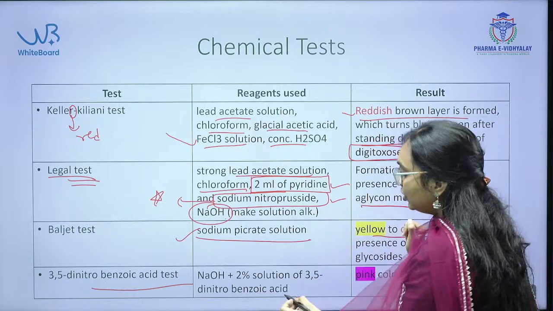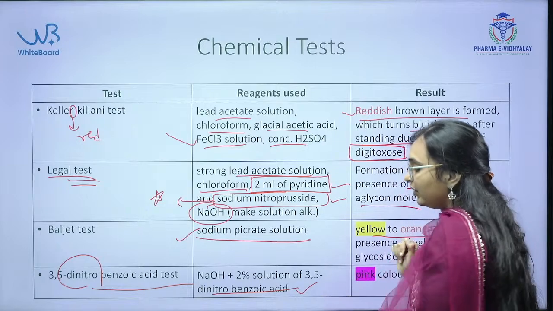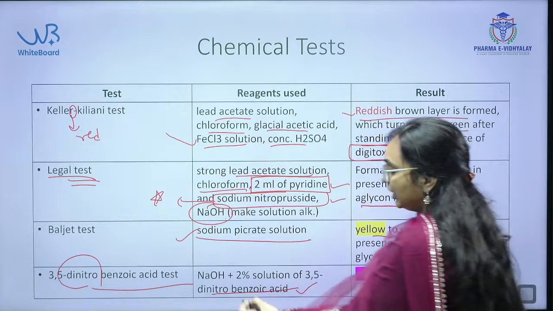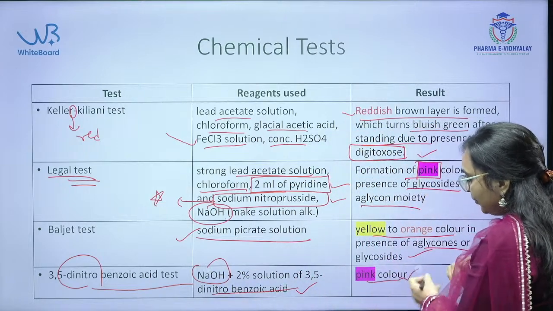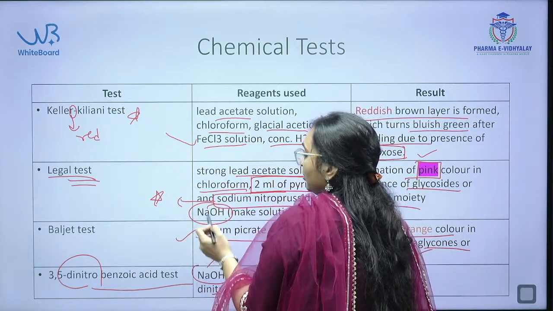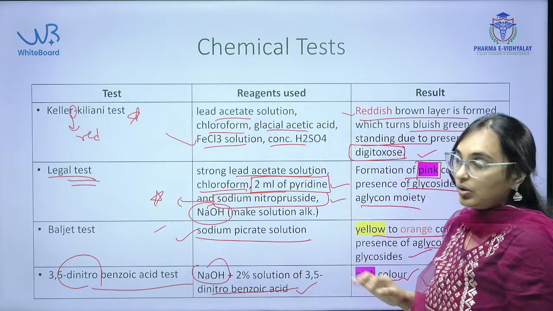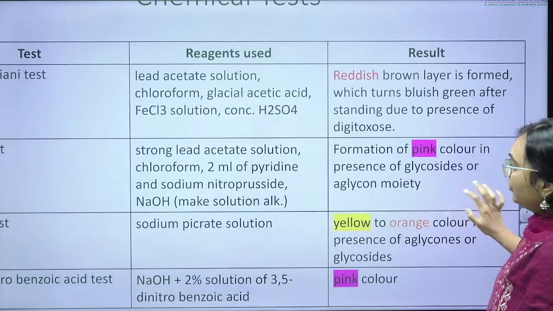Here, as the name itself indicates, 3,5-dinitrobenzoic acid is used, that is 2%, and NaOH. The change is a pink color. The Keller-Killiani test is very important, sodium nitroprusside in the Legal test is important, and picrate solution in the Baljet test. This is the overall set of tests. Now, let us move on to the next one.